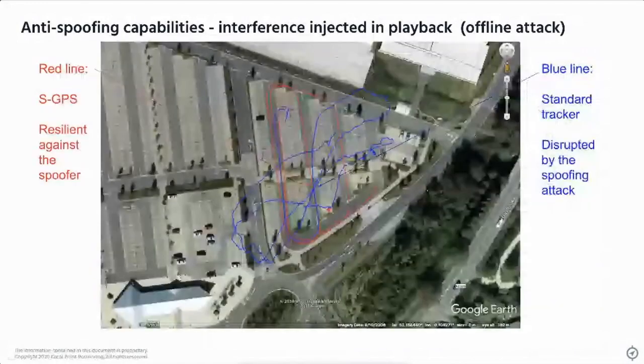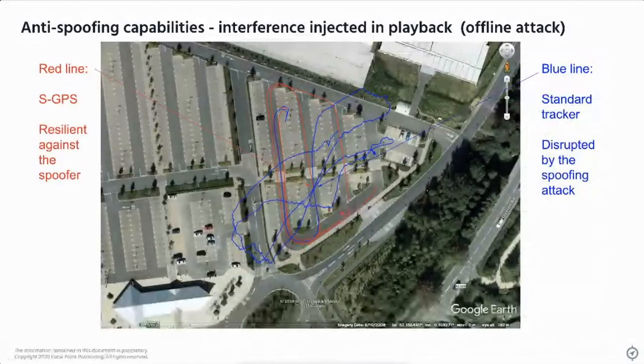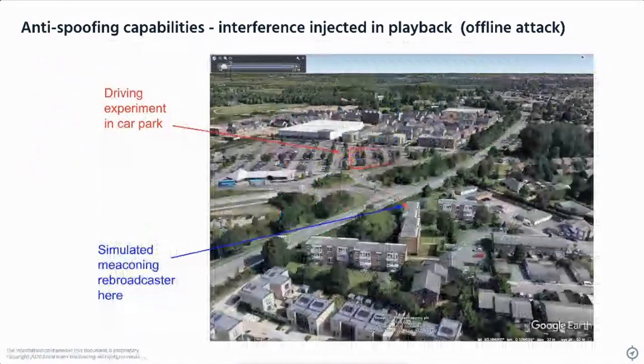attack. Now, a normal GPS processing stage has been disrupted by the spoofing attack, and that's the blue line on here. The red line, which is correct, showing us driving along the roads in the car park, that's the result of the supercorrelator ignoring the spoofer. And it simply was looking in the correct parts of the sky for the satellites and ignored the spoofer that was transmitting from this low building over here.